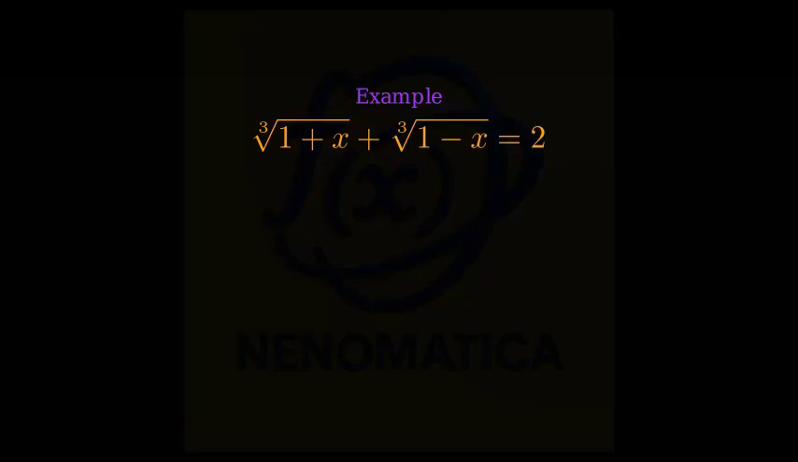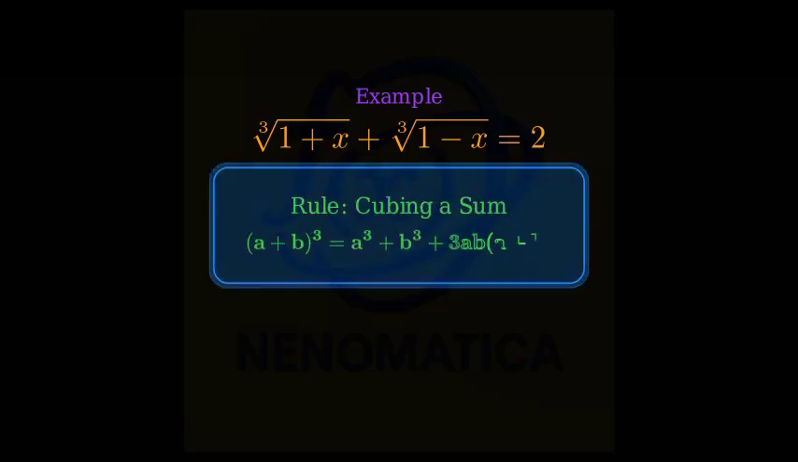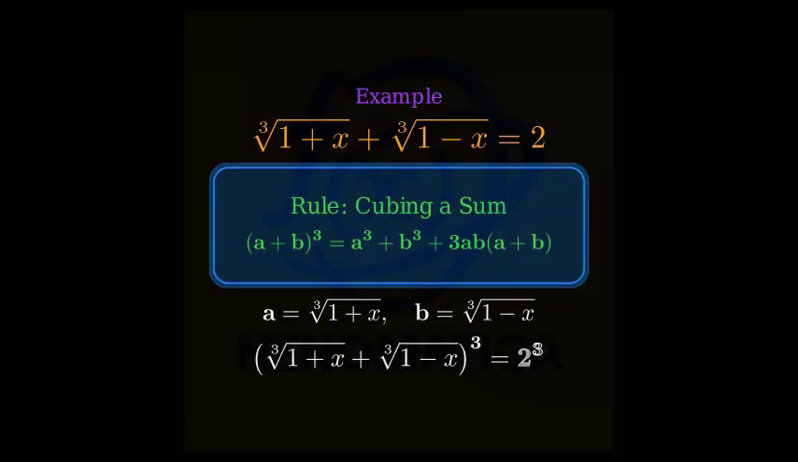a b times the quantity of a plus b. Here a is the cube root of 1 plus x, and b is the cube root of 1 minus x. Now we show the rule box. We apply the rule to cube both sides. Step 2. Expand the left side with the identity, then simplify carefully.